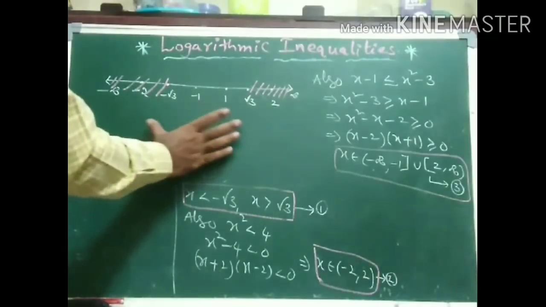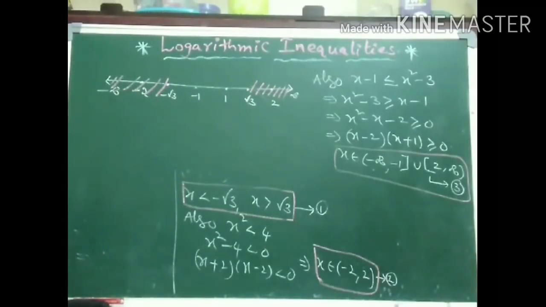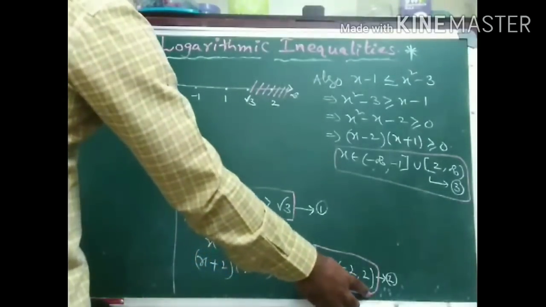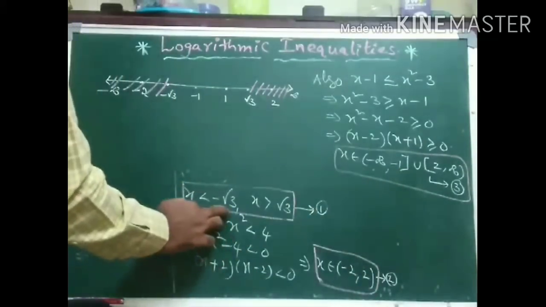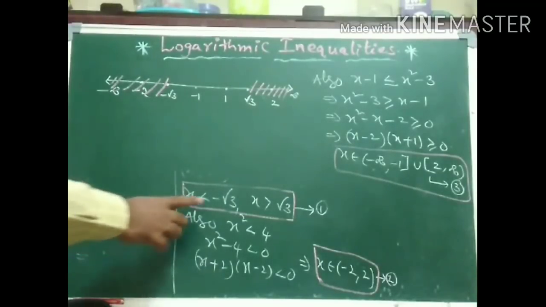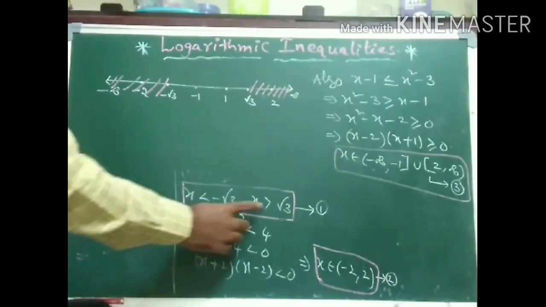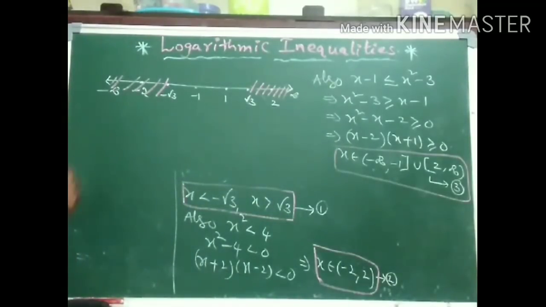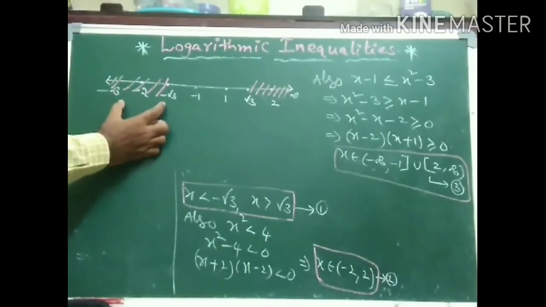Let me explain clearly once again. Look at this. First look at the points: minus 2, plus 2, minus 1, plus 1, even minus root 3 and plus root 3 in increasing order. So coming to this case, less than minus root 3 and more than root 3. So this is the part less than minus root 3.